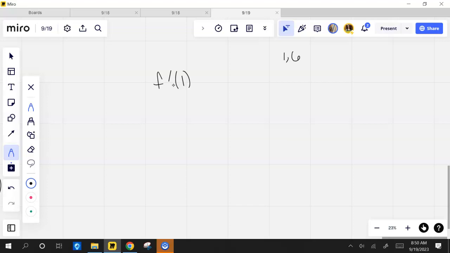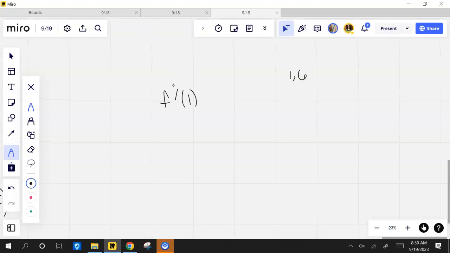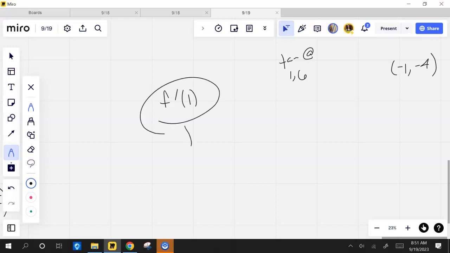If the line tangent to the graph of the function f at the point 1, 6 passes through the point -1, -4, so we're tangent at 1, 6 and passes... no, line tangent to the graph of the function f, yeah, and passes through the point -1, -4, then f prime of 1 is... okay, so f prime of 1 tells me the slope of the tan line at x equals 1. Do you agree with that? The point of tangency is 1, 6. Agree with that?